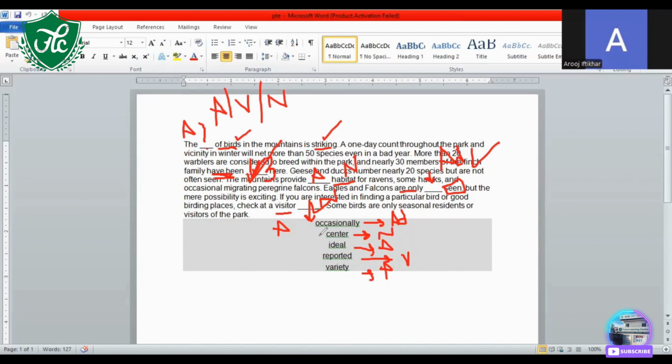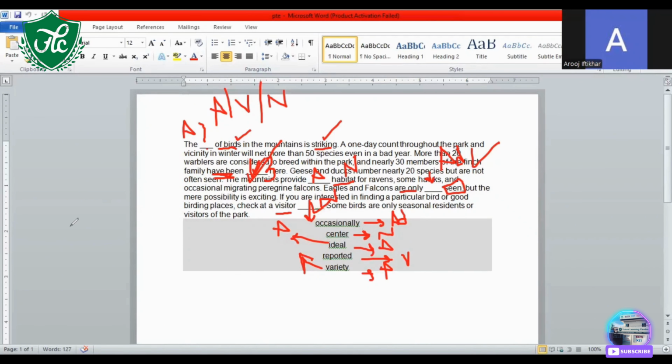The dash of birds. Can we say the ideal of birds? Of course, it doesn't match the context. We can say a variety of birds. Then provide dash habitat. What kind of habitat? Habitat can be good, ideal, exemplary, or maybe bad. So we are going to place ideal over there.